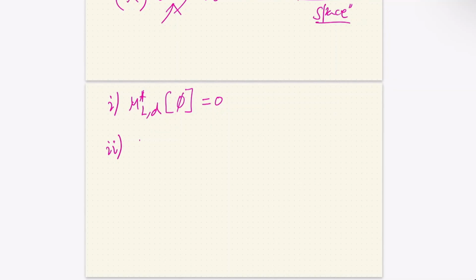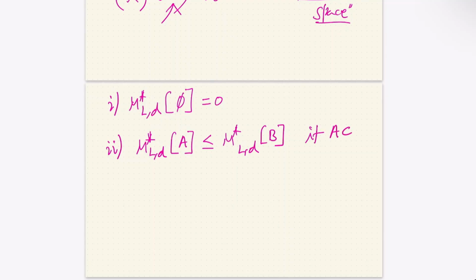Next one: mu star Lebesgue of a set A is less than or equal to mu star Lebesgue of B, for two sets A and B, if A is a subset of B. The third one: you just verify with the definition, you will see it is satisfied. I am just writing it up.